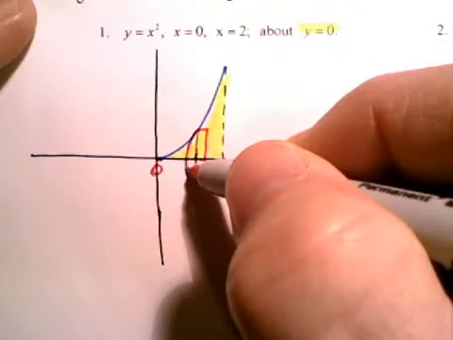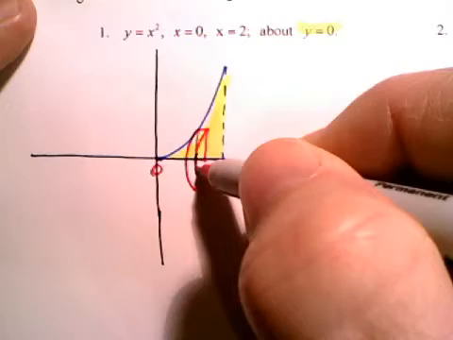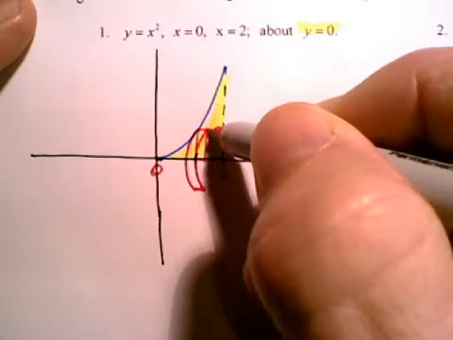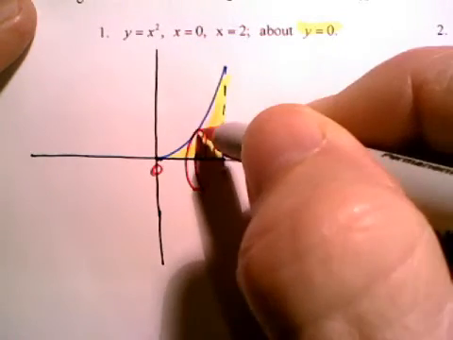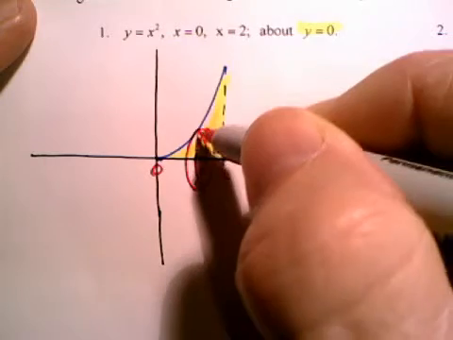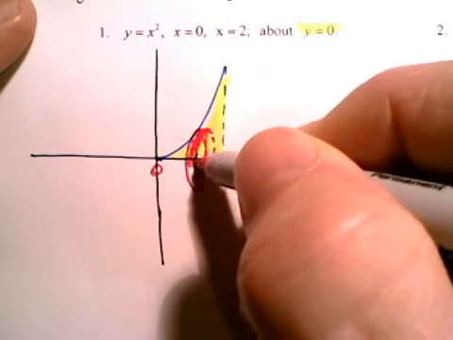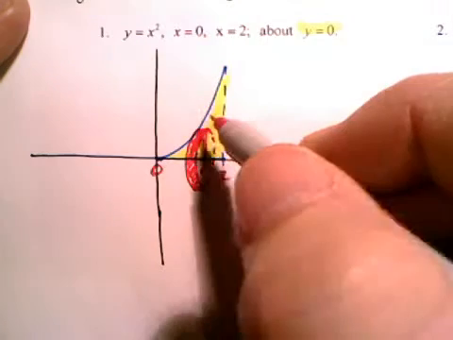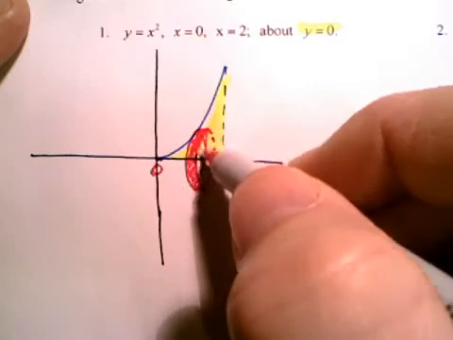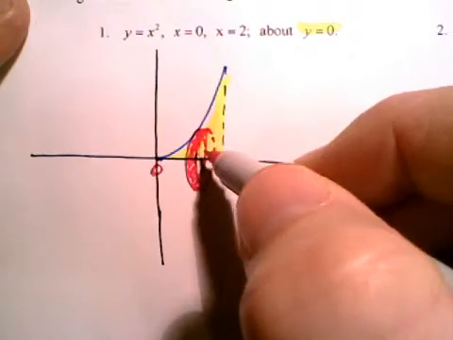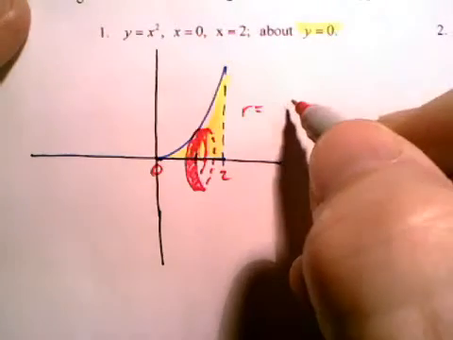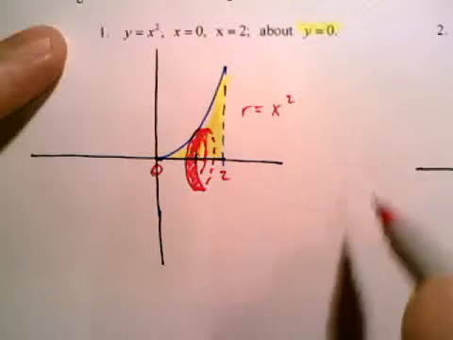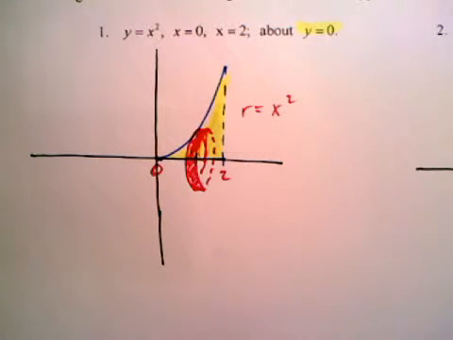So normally I would just draw a disk like this, without doing the reflection. And then I would also know that the radius of this particular disk is x squared. And then I would just go right to it.